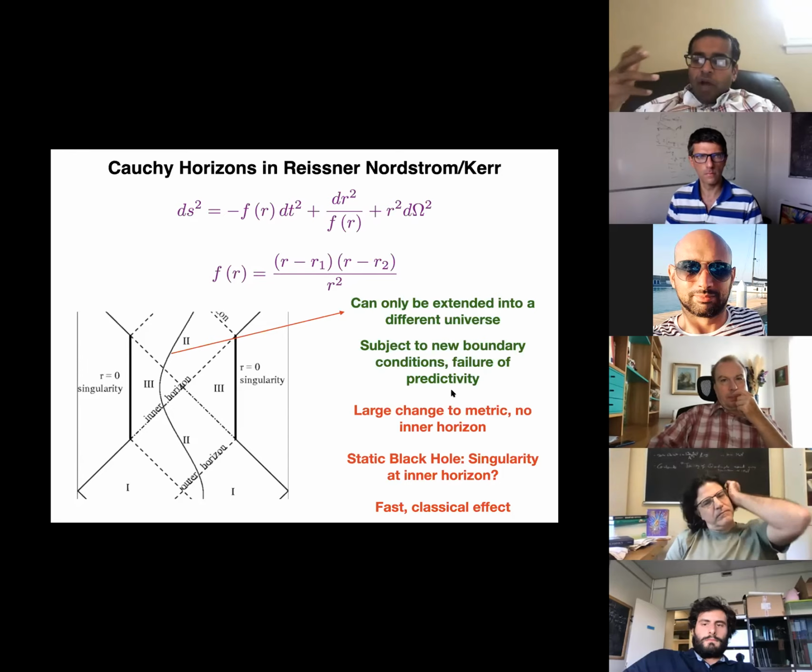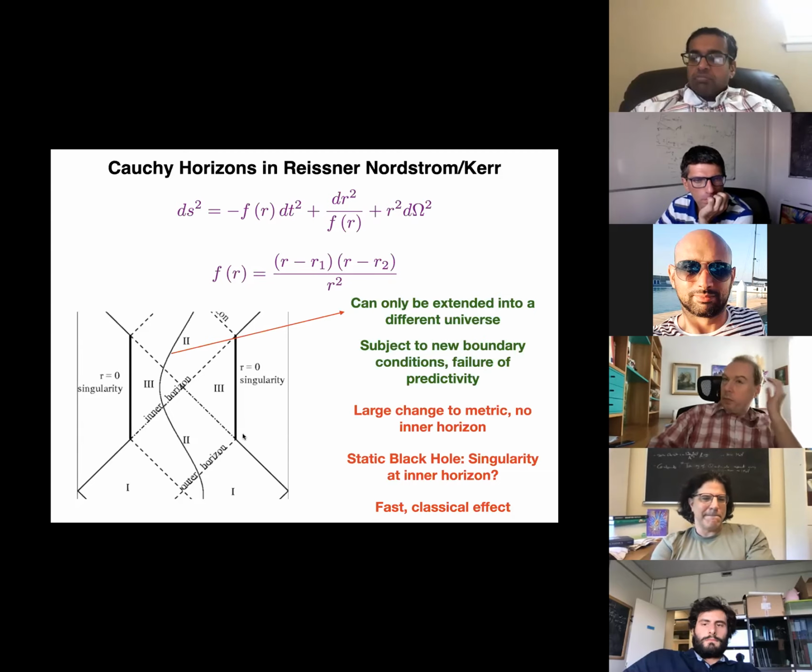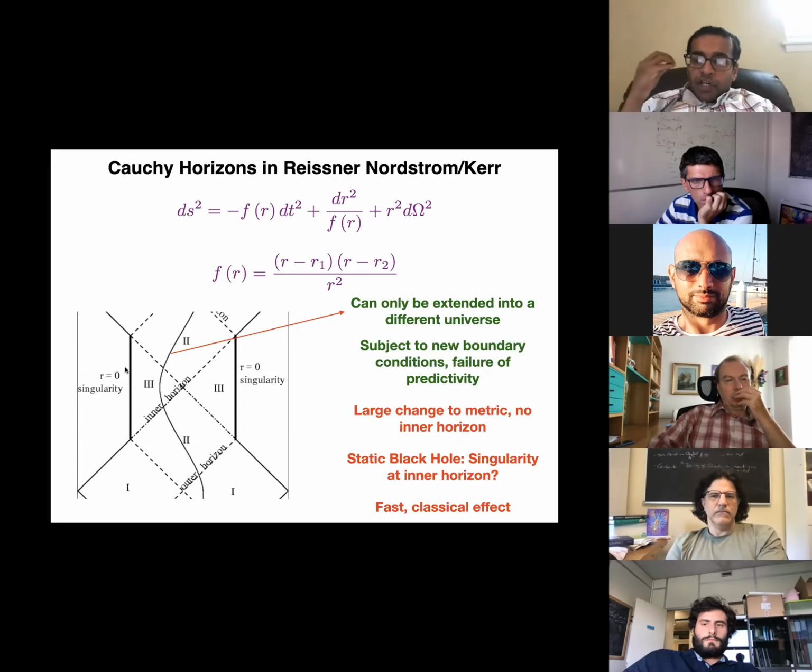If you think about this problem for a second, you almost immediately realize that the only way to solve this is for there to be a large change to the metric. Something dramatic has to happen so that there is no inner horizon at all. Even though general relativity predicts that this is what should happen, something must dramatically change the story here. And in particular, if you think about what the possible end state can be for a static black hole, the only real possibility is that there should be a gravitational singularity. By singularity, I mean a place where GR breaks down at the inner horizon. That is the only possibility. Everything else gives rise to something totally crazy.